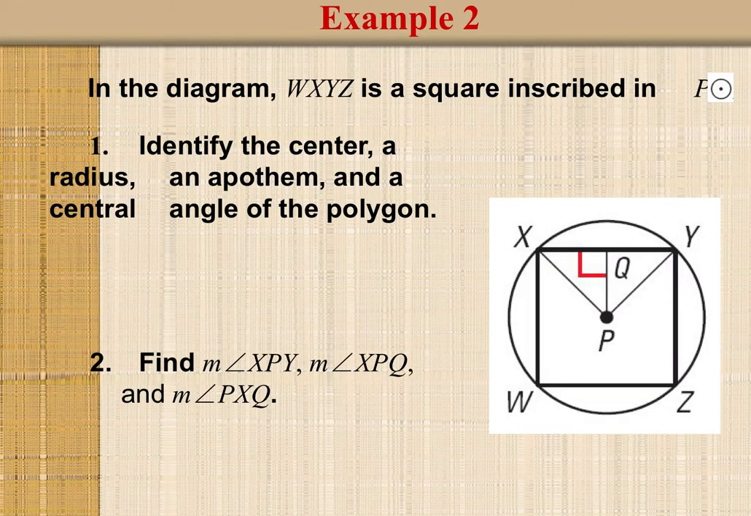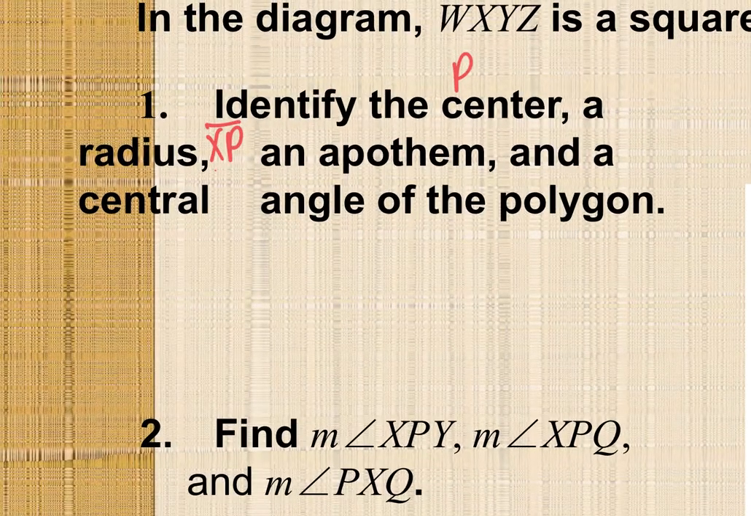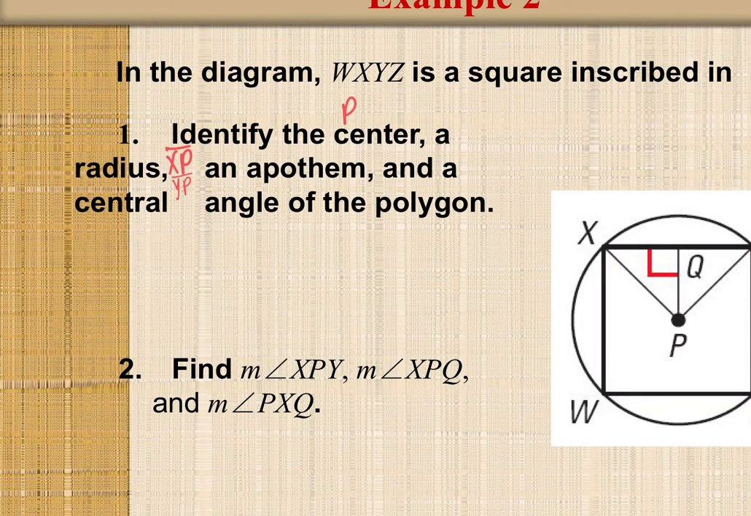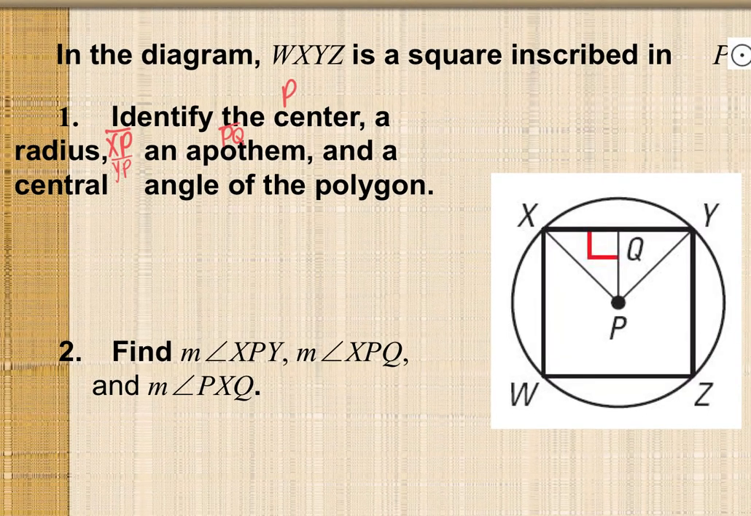In the diagram, WXYZ is a square inscribed in circle P. Identify the center. Yep, excellent, it's point P. Identify the radius, or a radius. Jaden? XP, I agree. Notice it goes from the edge of the circle to the middle. What's another radius? YP. What's the apothem? Mariana? It's PQ, very good.